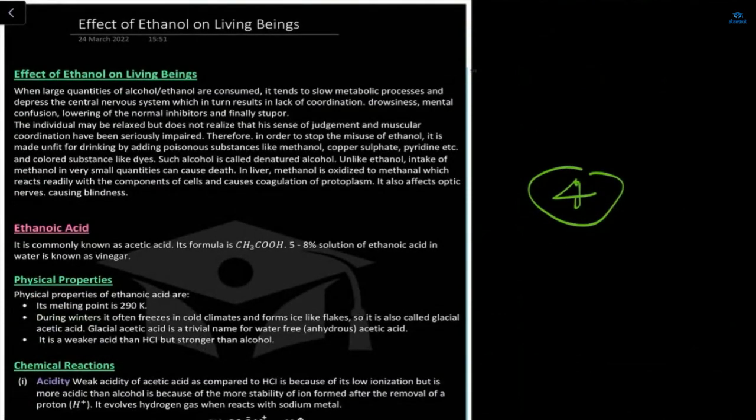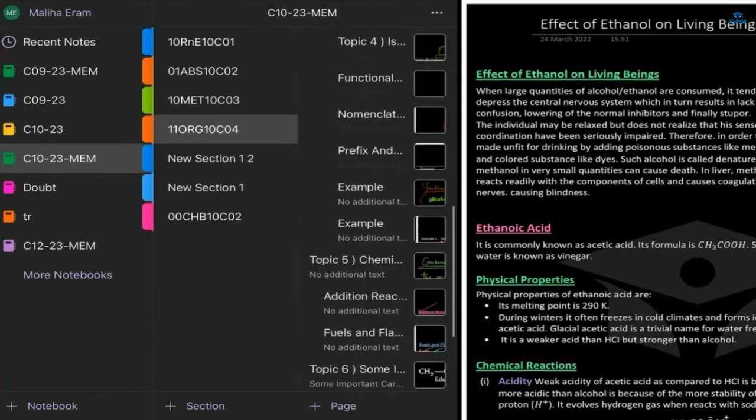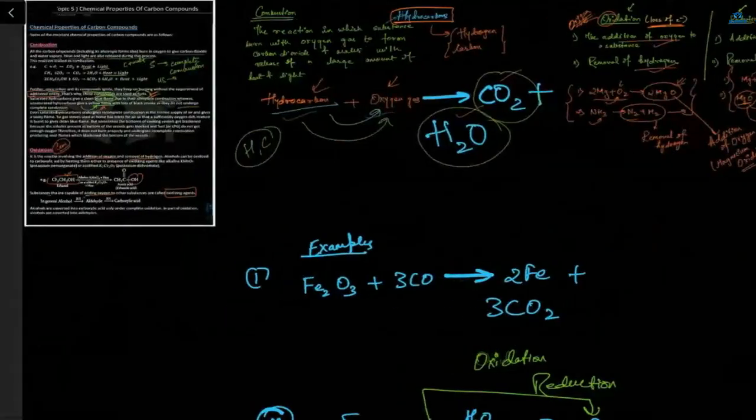So tomorrow there won't be any assignment class. Tomorrow also I will take the concept class only. ठीक है, I have to complete this chapter because you guys need time to revise as well na, your boards are coming. ठीक, so tomorrow there will be a concept class, no assignment class. Ethanoic acid, acetic acid and soaps and detergent tomorrow I will take, and I will revise this chapter as well next week on Monday.